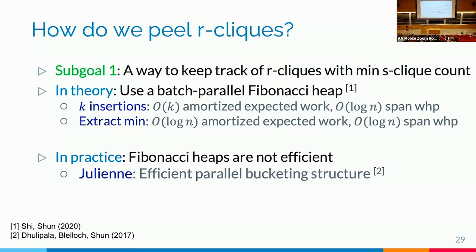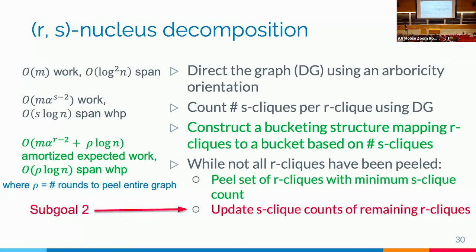Although I'll note that in practice, Fibonacci heaps are not efficient. So we actually use a bucketing structure known as Julienne that was developed by Lakshman, Kai Bullock, and Julian in 2017. And there are some other practical considerations that we had to work on in relation to this bucketing structure, but I won't have time to go into details about that in this talk. So this gives us the bounds for this first subgoal.